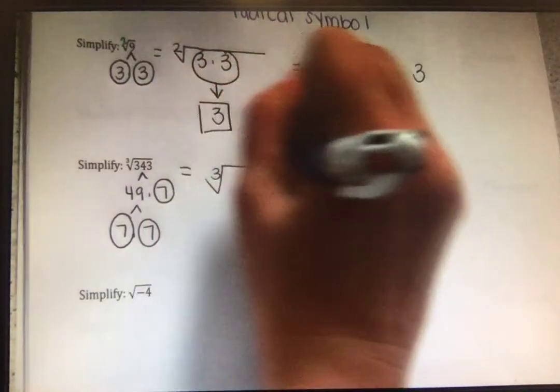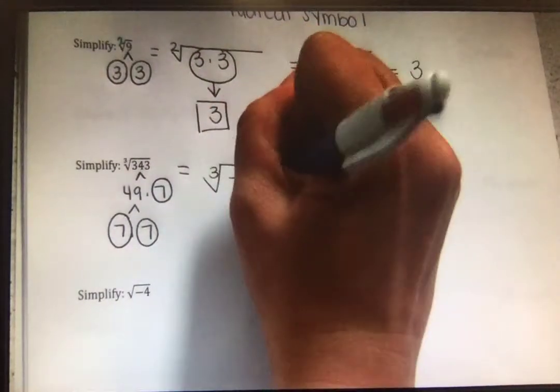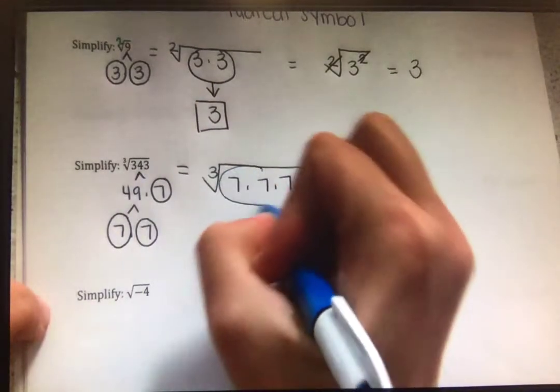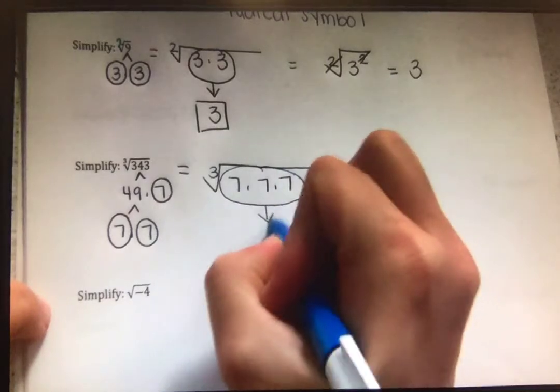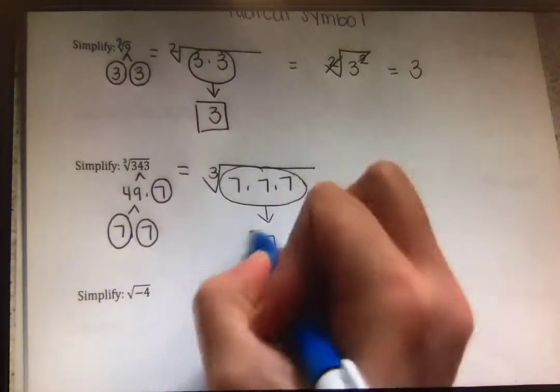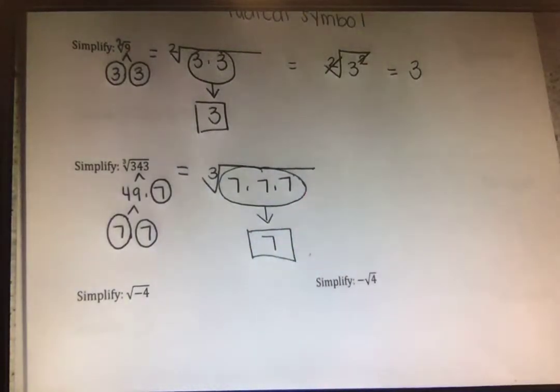So underneath the cubed root, we really have 7 times 7 times 7, because 7 times 7 times 7 is 343. That cubed root tells me I'm taking out 3 of a kind, groups of 3. So these 3 sevens are coming out of the radical, just as 7. Everything came out of the radical, nothing's left underneath. So that's my final answer. The radical will go away.